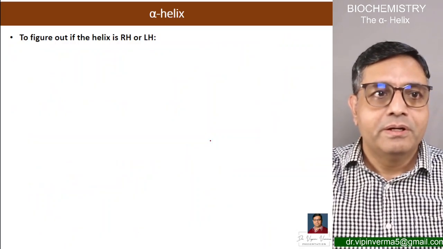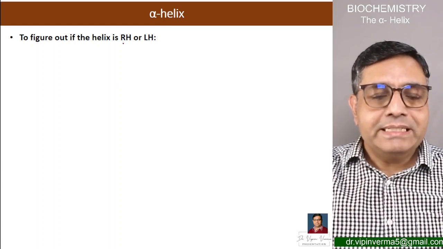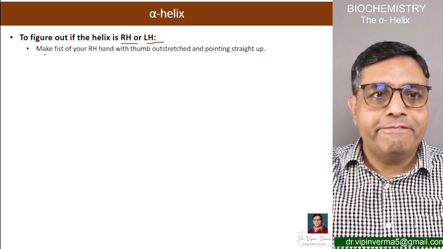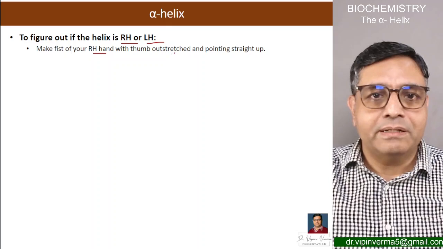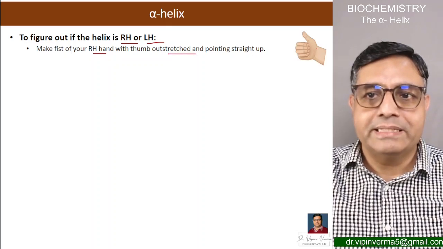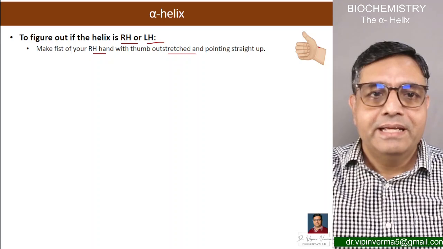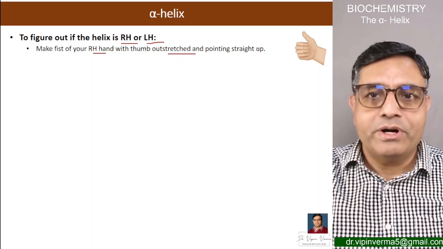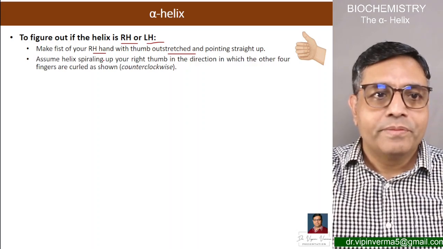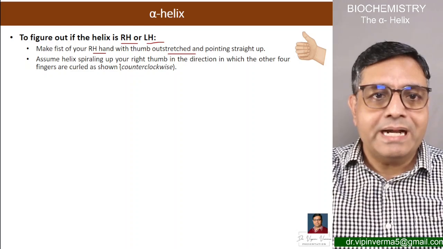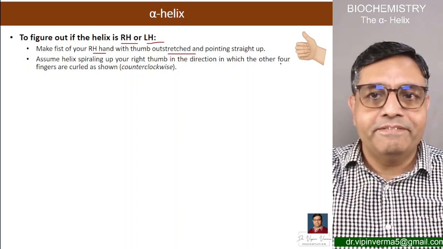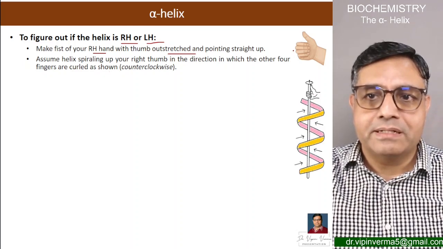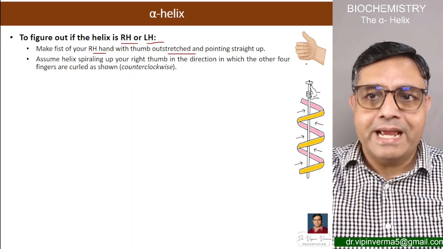Okay, now to figure out if the helix is right-handed or left-handed, it is very easy. How do you do that? You make a fist of your right hand with the thumb outstretched and pointing straight up like this. So this is the right hand and you are just outstretching your thumb and pointing straight up. Okay. Now assume the helix spiraling up your right thumb in the direction in which the other four fingers are curled. So you can see here the four fingers are curled and the helix is going upward.